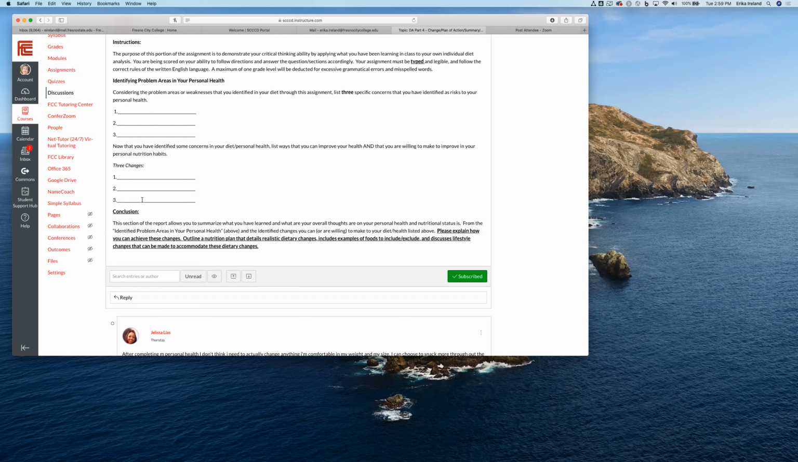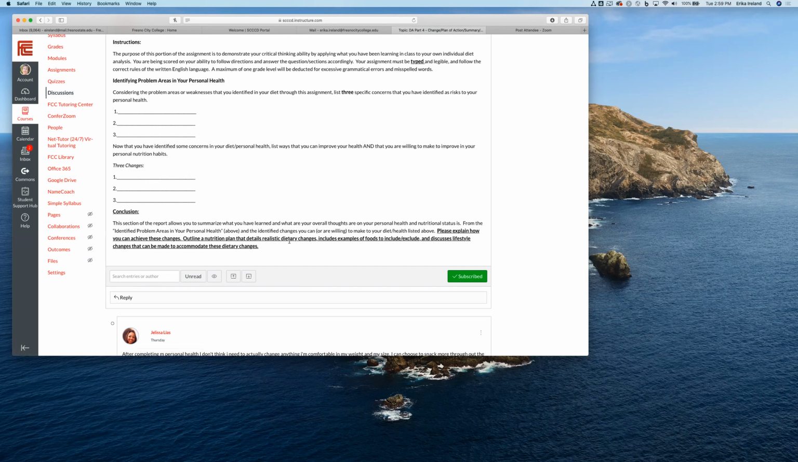Okay, so now that I have those, what I want you to do is, this is the written area where you're actually going to summarize what you've learned. And that's that aha moment about these areas here that you saw. And now you're going to explain to me how you're going to make some changes that can outline a nutrition plan that's realistic to the dietary changes.